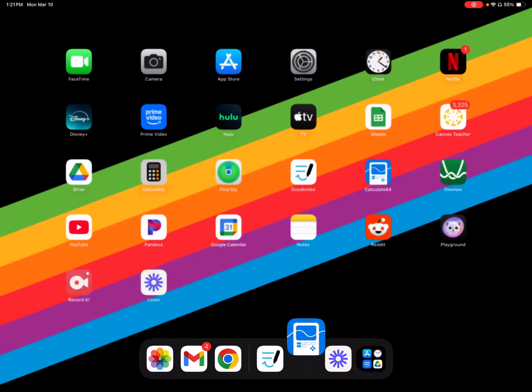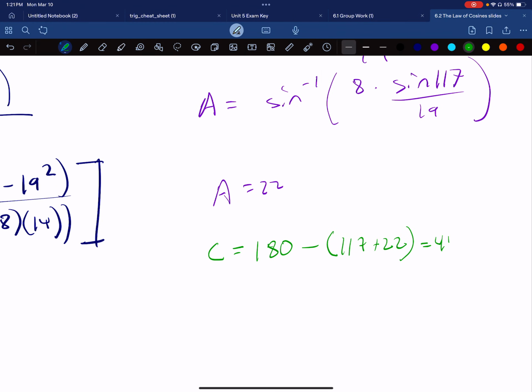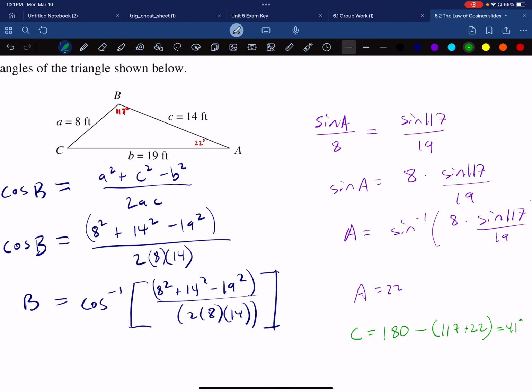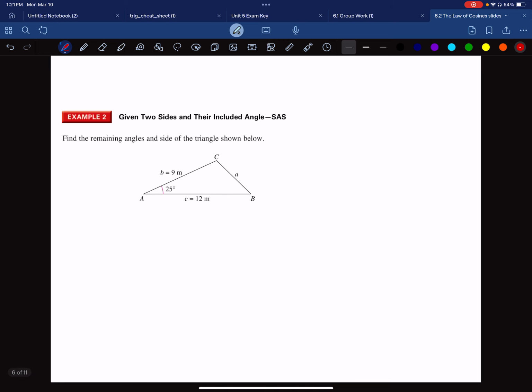All right, so that comes out to 41. Now we have our solved triangle. So in the side case, start by solving for the largest angle, then revert to law of sines for the second angle. Then you can just use the fact that all 3 angles add up to 180 degrees. All right, let's do a second example.